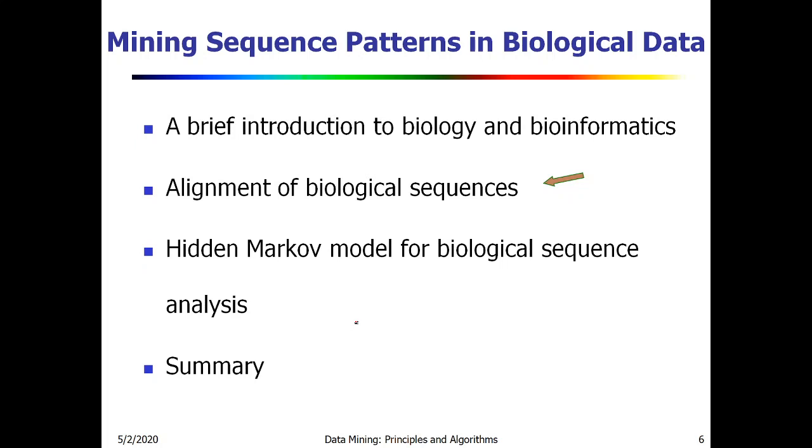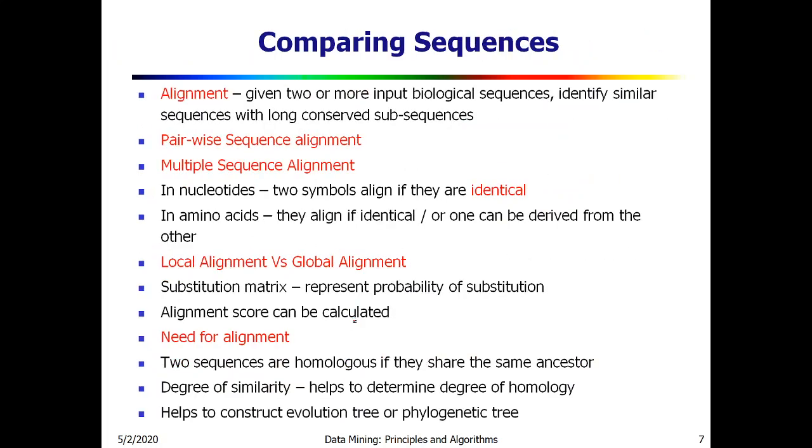So mining patterns in biological data means we can mine the data using pairwise biological sequences or multiple sequences. That means you have the data sequence, which may have small sequences or large sequences. So we can compare particular sequences. For that we need to have the alignment. Based upon the alignment of those sequences, we can find out whether the sequences are similar or not. So what is meant by an alignment?